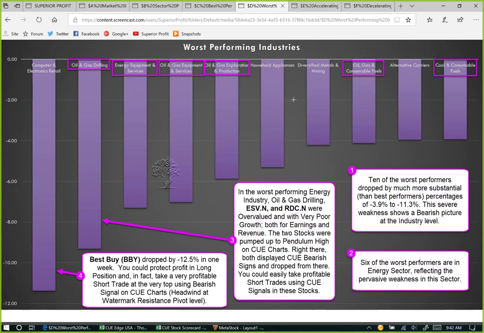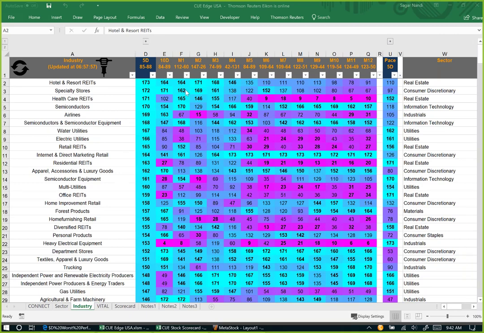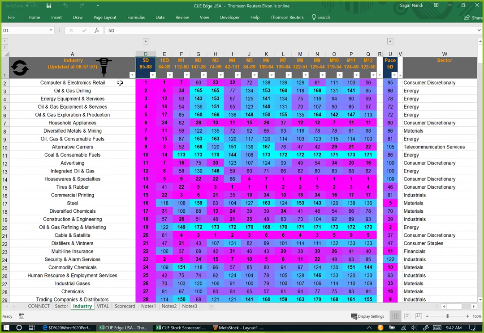Let's go to QH. Look at the worst performing industries. Look at oil and gas drilling. Drill down to its stocks. Find out ESV and RDC. Look at their fundamentals and then look at their technicals. We can do all of that in a couple of minutes. In QH, to find the worst performing industries, we can double click on the 5 days primary period. The worst performers come to the top with bright magenta colors. We can see many of them are in energy sector. Oil and gas drilling is the worst performing energy industry.